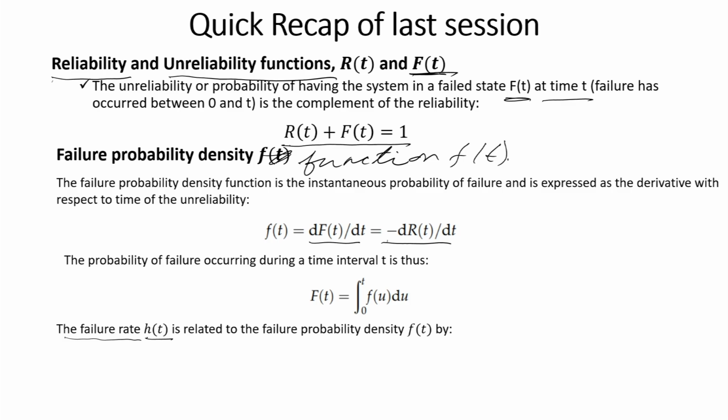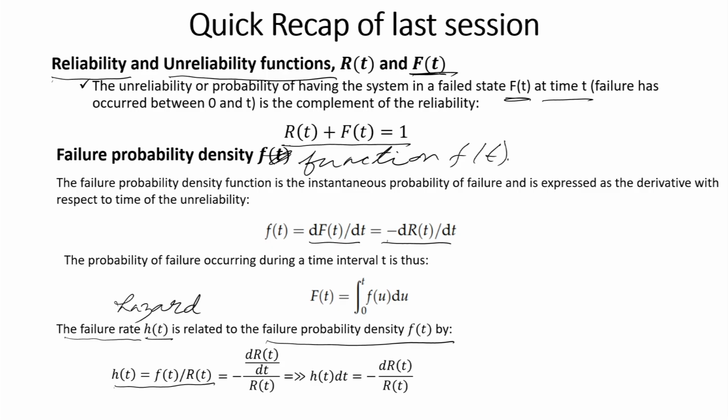Then we discussed in the last class the failure rate, or we call it the hazard rate also. It is related to the failure probability density f(t), and this also we derived yesterday: the failure rate or hazard rate is given by the failure probability density function divided by the reliability function. Now, f(t) is minus dR/dt. So, I can write h(t) dt is equal to minus dR/dt. So, this much we did yesterday, and we will proceed with this.